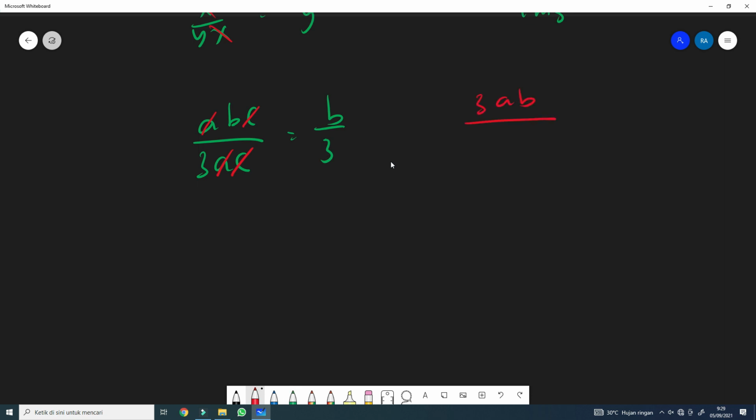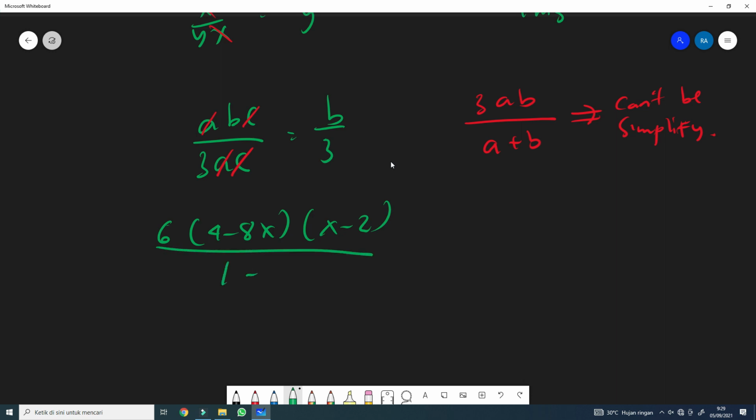However, 3ab over a plus b cannot be simplified because it's not the common factor. Next, we have 6 times 4 minus 8x times x minus 2 over 1 minus 2x.